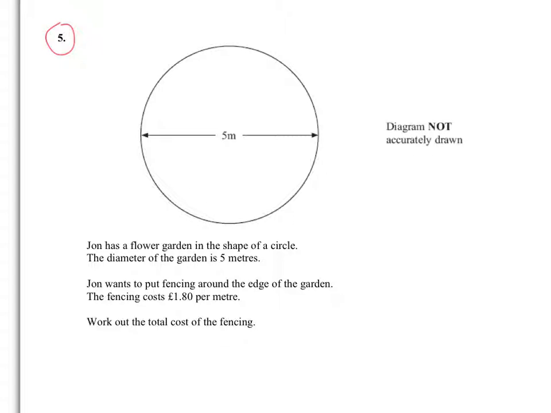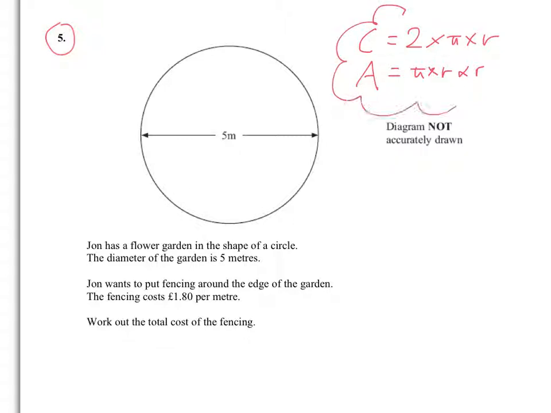Next question. So we can see a circle and the diameter marked on it straight away. So before I even read the question, I'm thinking, okay, I know that circumference is 2 times pi times radius, and I'm thinking the area is pi times radius times radius. So I'm just remembering those two, and then let's see, we might need those, we might not.